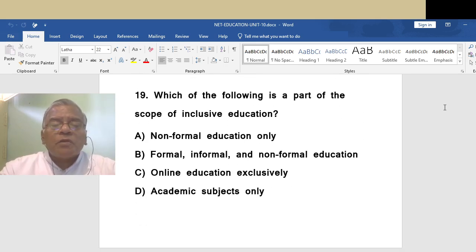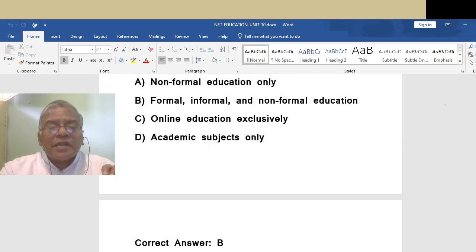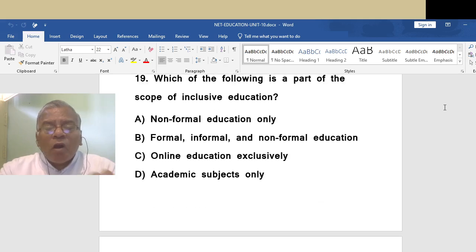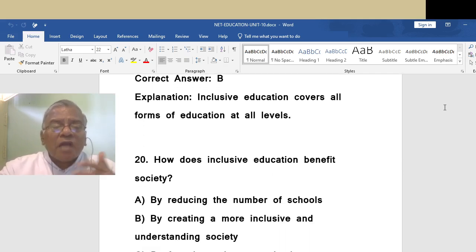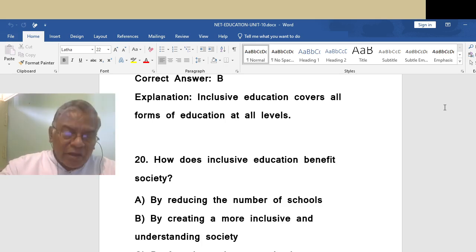Which of the following is a part of the scope of inclusive education? Non-formal education only, formal, informal and non-formal education, online education exclusively, academic subjects only. That is formal, informal and non-formal education. That is the scope. Inclusive education covers all forms of education at all levels.